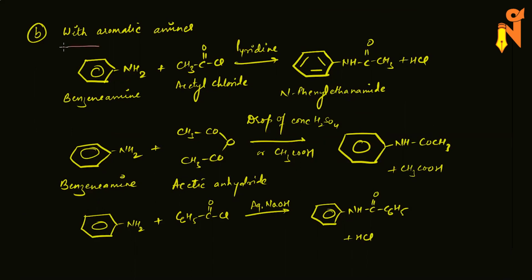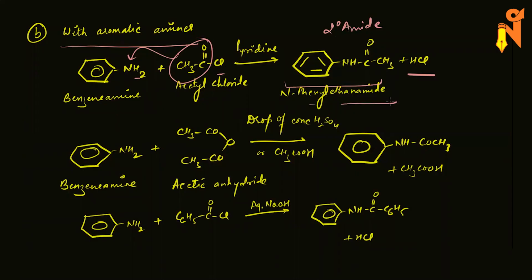Next is the reaction with aromatic amines. Aromatic amines also behave in exactly the same manner. Basically, electrophile attack happens on the nitrogen, and hydrogen and chlorine come out and form HCl. So here also amide formation takes place, basically the amide with benzene. Here, this compound is again a secondary amide, but you can also say it is a secondary aromatic amide kind of compound. You have got N-phenyl ethanamide.